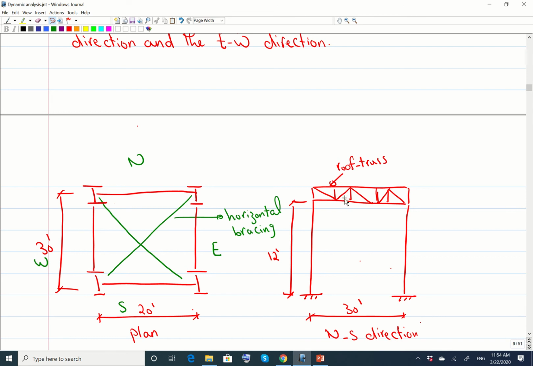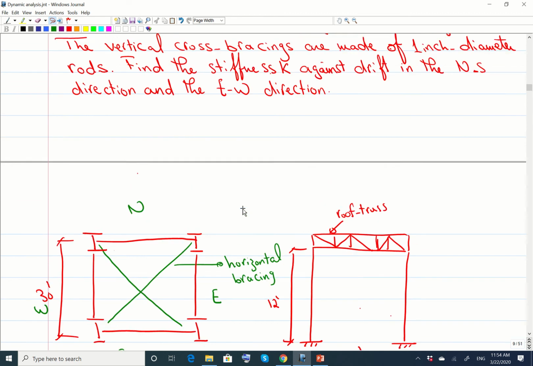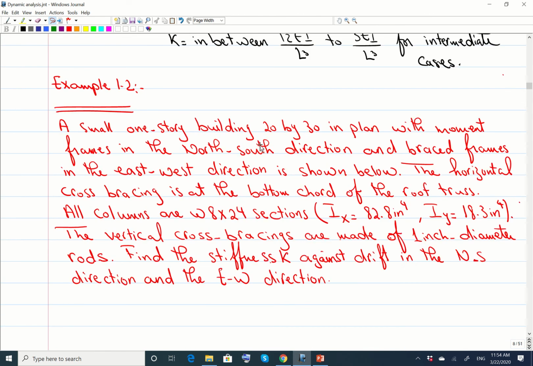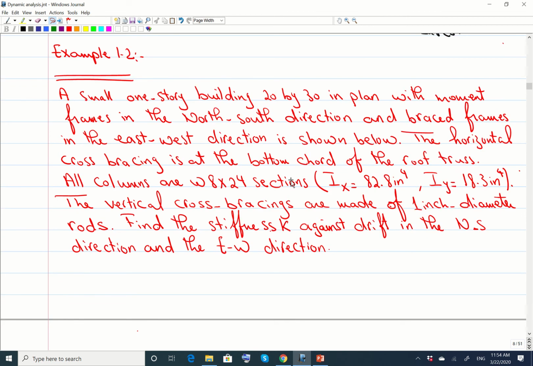Okay, so the moment of inertia of this truss or roof truss will be very high compared to the moment of inertia of the column. So we can assume here that we have a rigid floor. So when we find the stiffness of the column, it is going to be 12 EI divided by L cubed, because we have a rigid floor, because the moment of inertia of the truss will be so big compared to the moment of inertia of the column. So this is what we have here, okay?